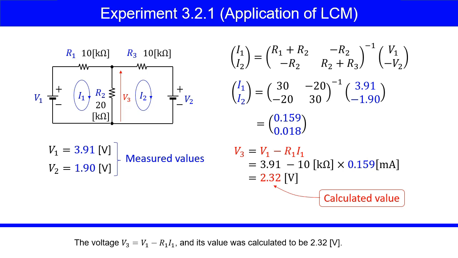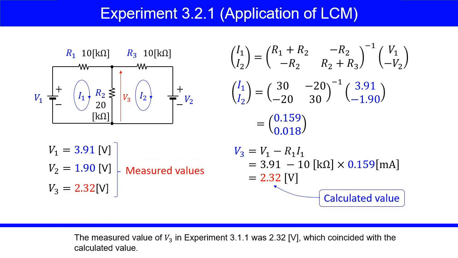The voltage V3 equals V1 minus R1 I1, and its value was calculated to be 2.32 volts. The measured value of V3 in experiment 3.1.1 was 2.32 volts, which coincided with the calculated value.